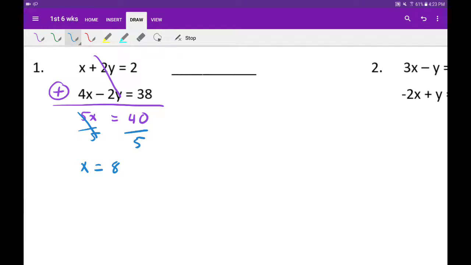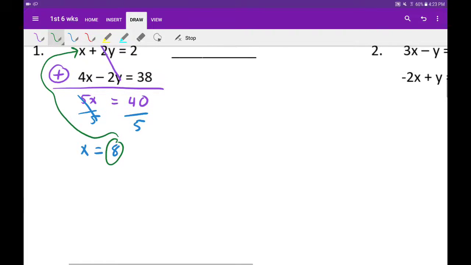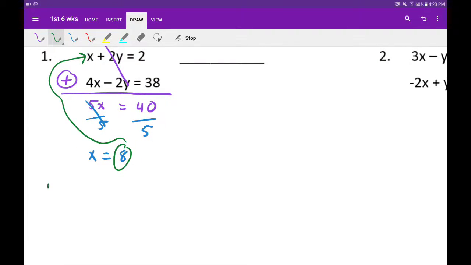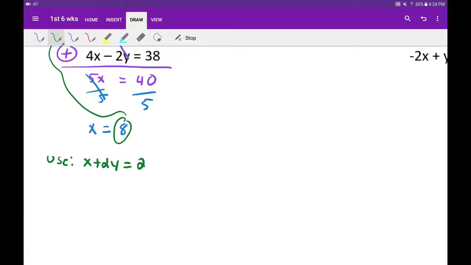All right, now that we have x equal to a number, we can substitute it into any equation. So for me, the top equation looks the easiest. I'm going to substitute this 8 into the x value here in equation 1. So we'll use that. Okay, put the 8 into equation 1. And we'll solve for the y.